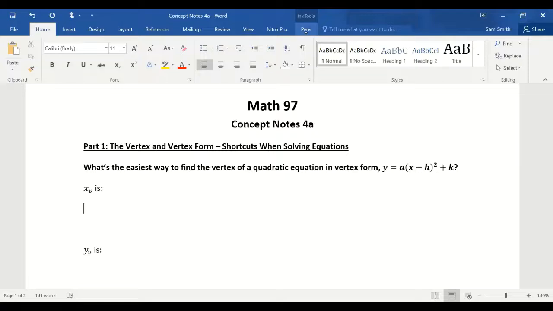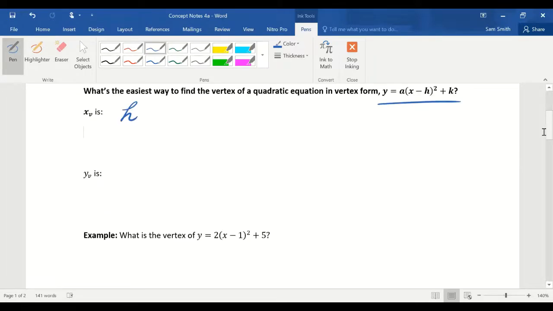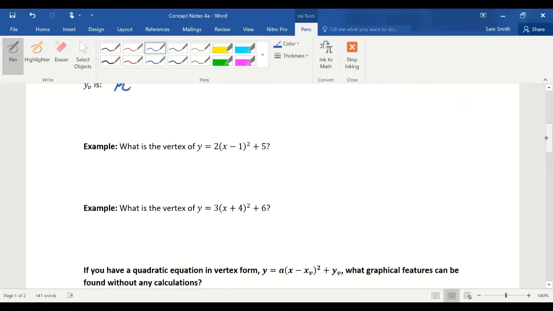The simplest way is just to read the values of x of the vertex and y of the vertex out of this equation. X of the vertex is exactly equal to the value of h that shows up in this expression. And y of the vertex is exactly equal to the value of k that shows up in this expression on the right. Let's have a look and see how this applies in this example equation below.